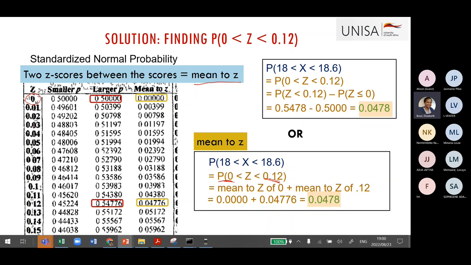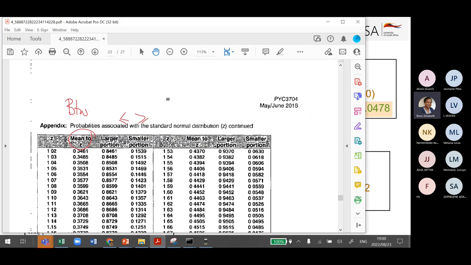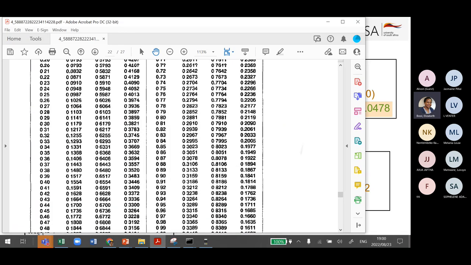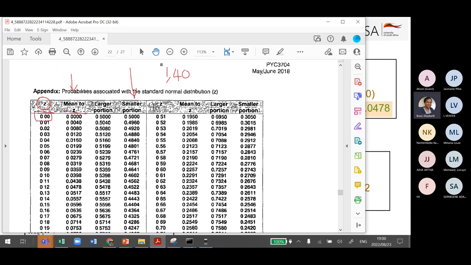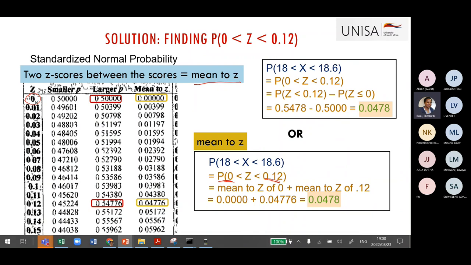Because this is also another table from another module, let's use the one from your module. So there is 0. Mean to z is 0. The other one, so we got the probability of z lies between 0 and 0.12. So we need to go to 0.12, and here is 0.12. And we find the mean to z value there. You just add those two values and they will give you your probability of between. Just adding the 0 plus 0.0478 will give us 0.0478. And that's how you will find the probability of between.